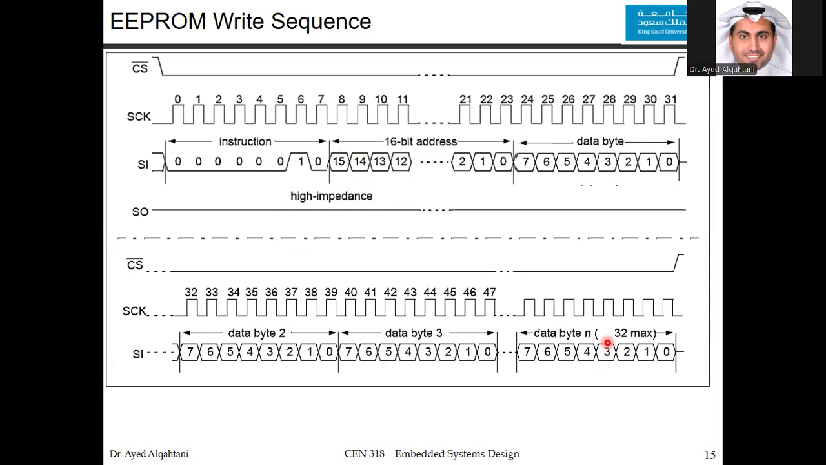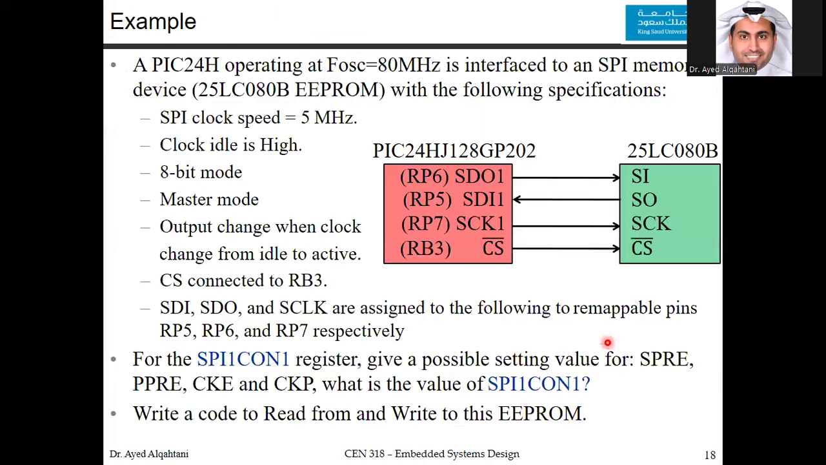At this point, we finished discussing the SPI module, and we just need to give you an example. This is one example. Let's say that you have a PIC24 operating at the oscillation frequency of 80 megahertz, and it is interfaced to an SPI memory device. This is the memory, and we've discussed this before. Now, the specifications are as follows. The SPI clock speed is 5 mega, and you can compare this to the FOSC.